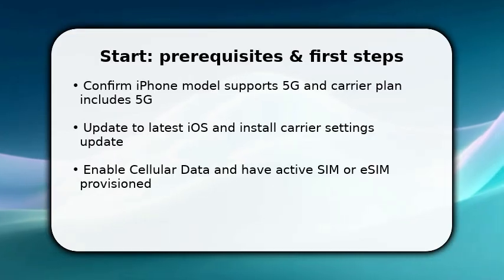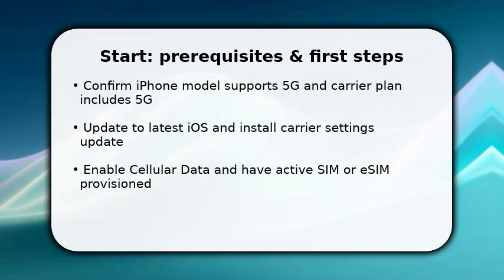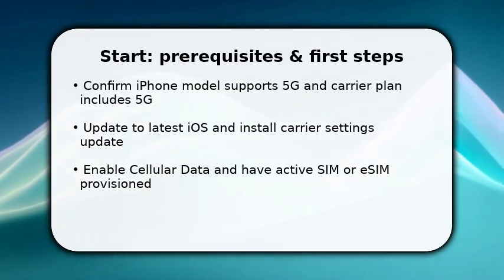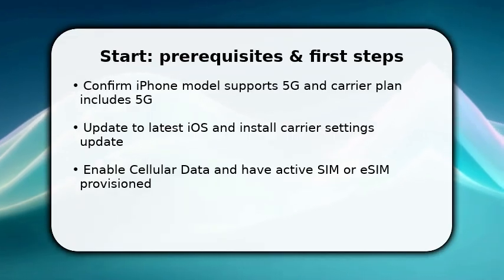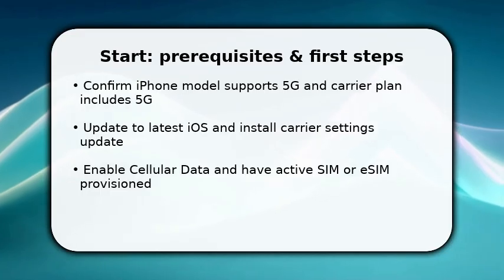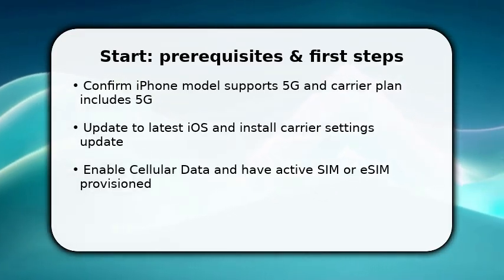You begin by verifying hardware and service. Check your iPhone model supports 5G and your carrier plan includes 5G access. Once done, update iOS and accept any carrier settings prompts so the network profiles are current. Make sure cellular data is on and your SIM or eSIM is active. Without a provisioned line, you cannot attach to 5G.